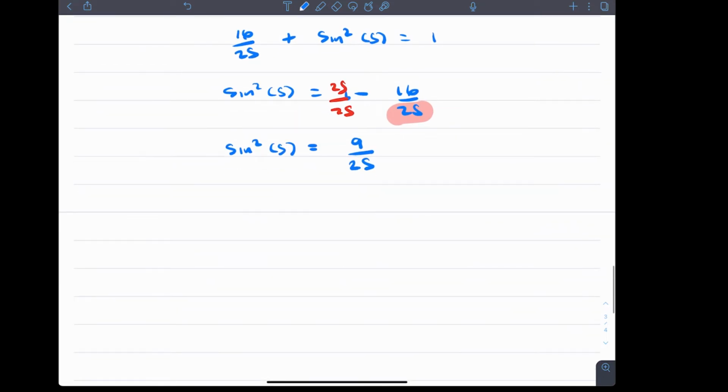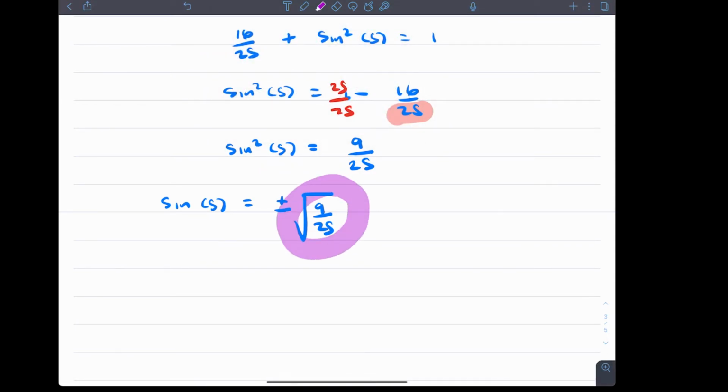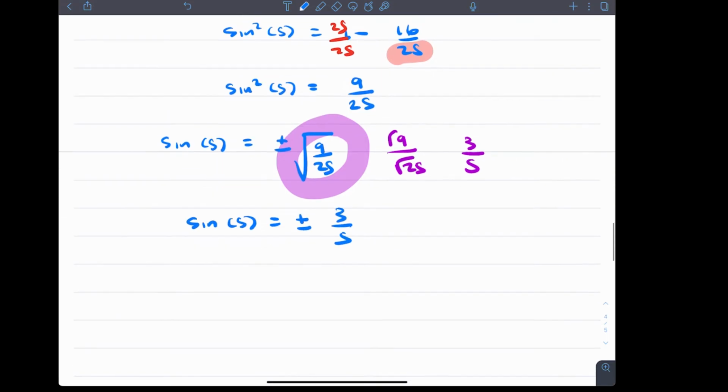So from here, we use the square root formula: plus or minus square root of 9 over 25. Now you're going to use the algebra here to simplify that radical. That becomes the square root of 9 divided by the square root of 25, which is 3 over 5. So sine s is plus or minus 3/5.